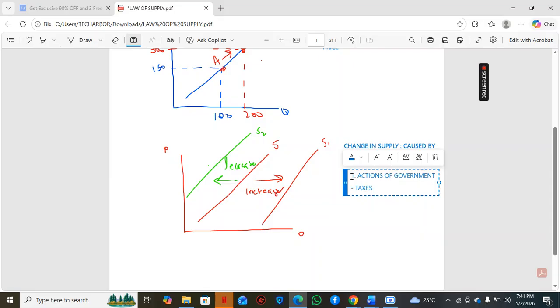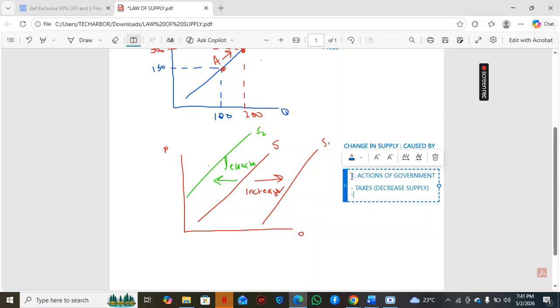So taxes make the cost of production go up. Therefore, you usually see a shift to the left for the supply curve, showing a decrease in supply. So taxes usually decrease supply.